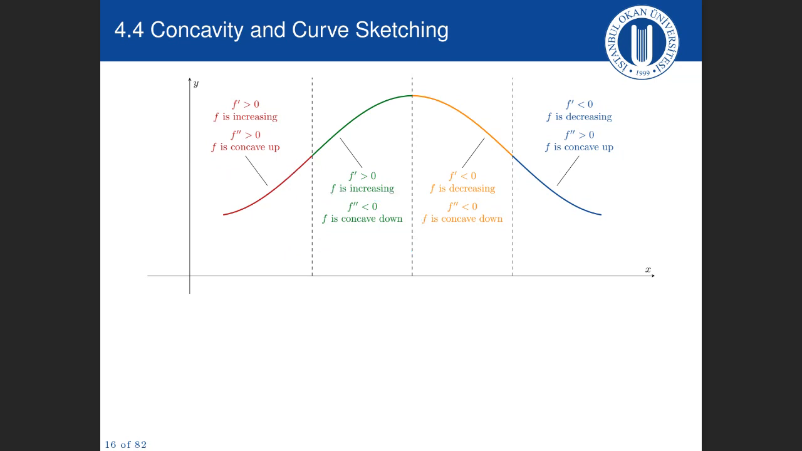We have the same idea on the orange and blue parts. Both orange and blue are decreasing, but their shapes are different. The orange part is curving downwards. It's because the second derivative here is negative. We say that f is concave down. Whereas the blue part of the function, here the second derivative is positive. The graph is curving upwards somehow. Here f is concave up.